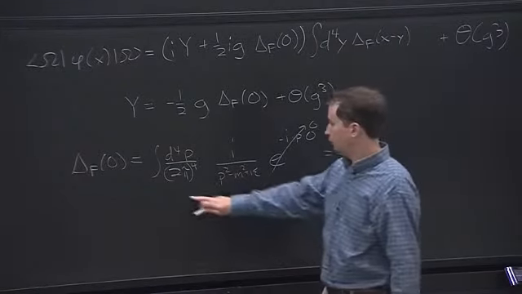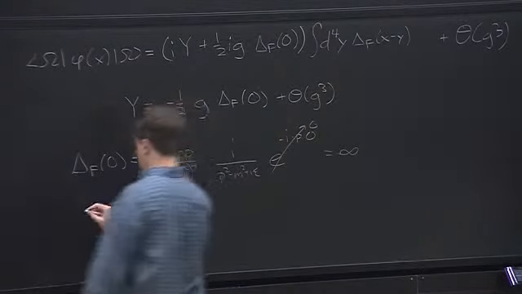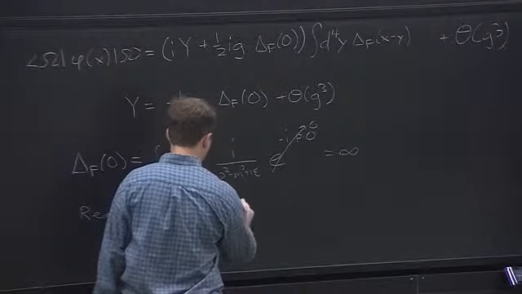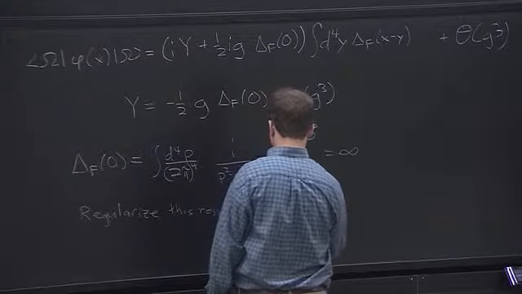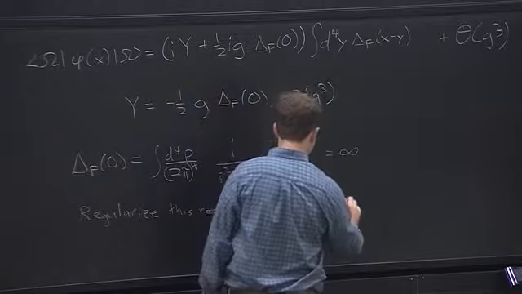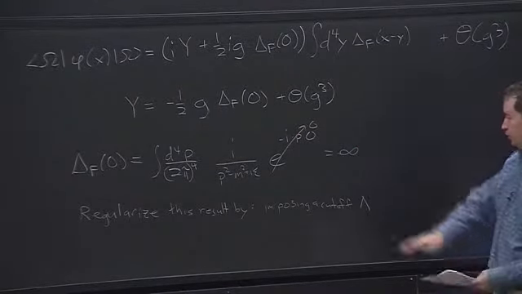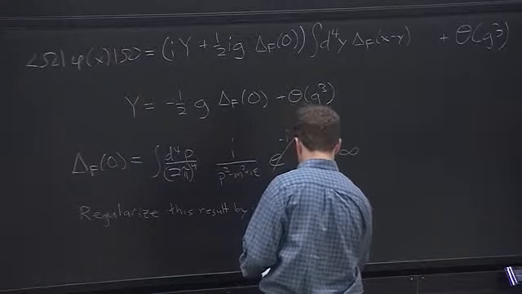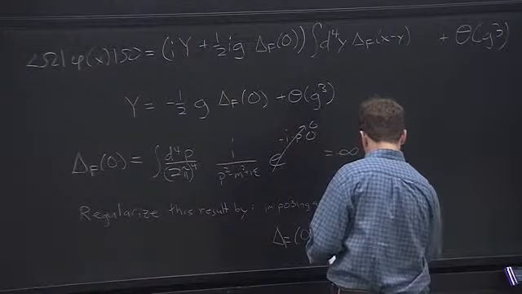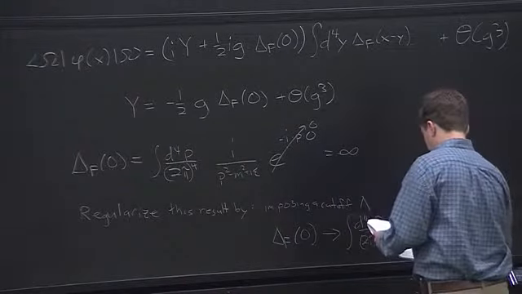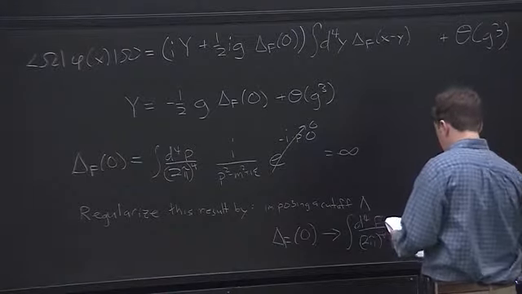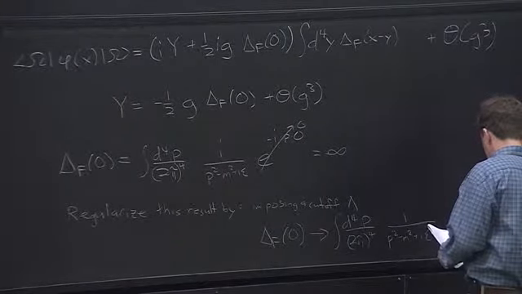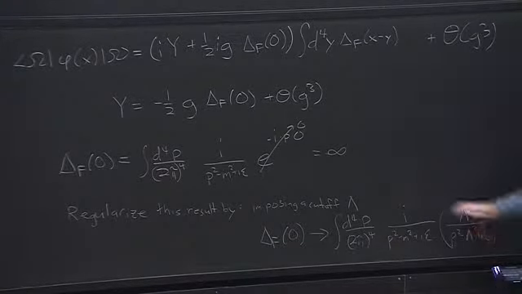For instance, we could just impose a high energy cutoff. So we could regularize this result by imposing a cutoff, lambda. Alternatively, if we wanted to maintain Lorentz invariance, we could also modify delta f in a Lorentz invariant way, so that we just multiply the expression for the Feynman propagator by some factor that will make the integral converge. There's many other choices.